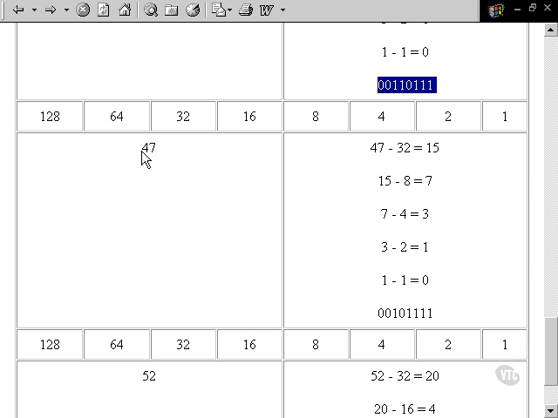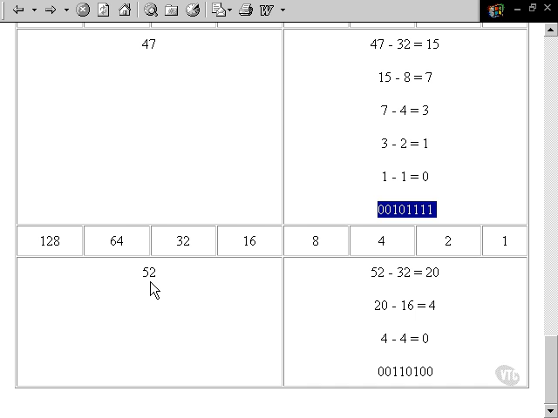Then 47. We can subtract 32. We can subtract 8. We can subtract 4, 2, then 1. And all the numbers that we use to subtract, we bring them down here. And then 52, we can subtract 32. That gives us a remainder of 20. 20 minus 16 gives us 4. 4 minus 4 equals 0.